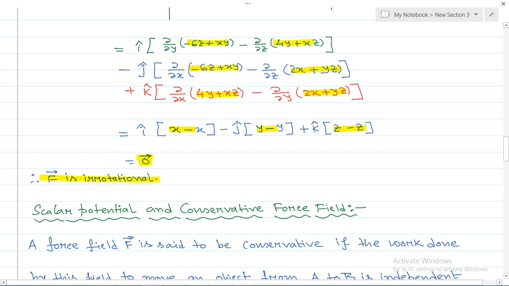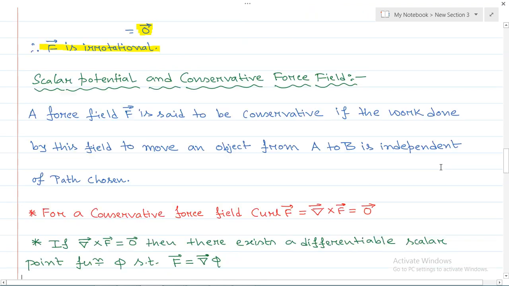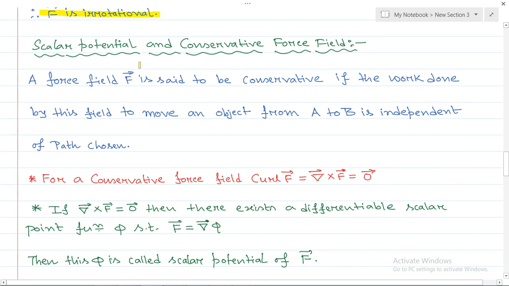So now, with this concept of the irrotational force field, we have one most important part that we are going to discuss right now, that is the scalar point function, scalar potential, along with the conservative force field concept. Though the conservative force field concept appears in the line integral in vector calculus, which we will discuss later, right now we are going to discuss these two concepts very briefly. So first of all, what is the meaning of a conservative force field?